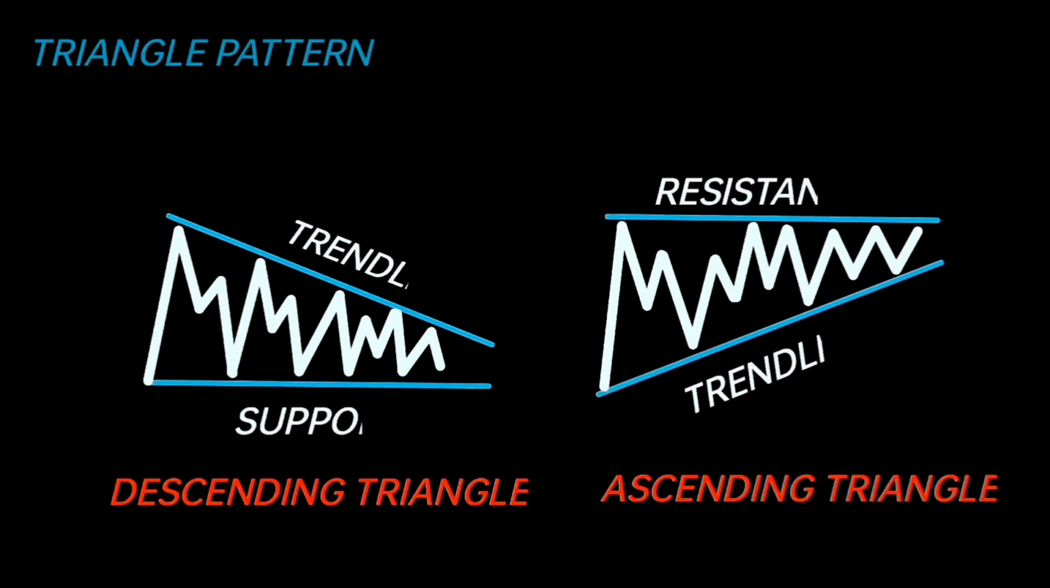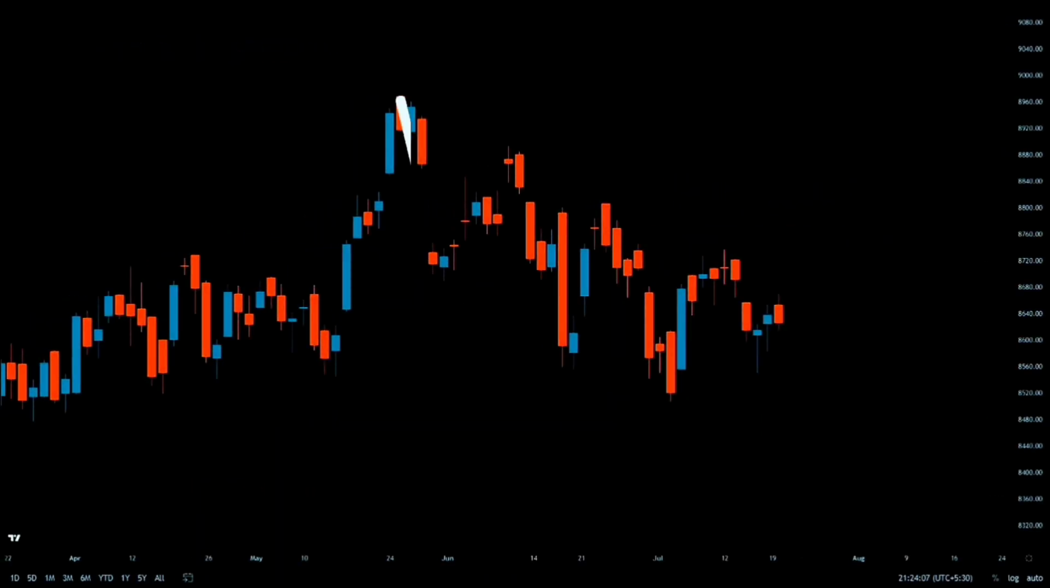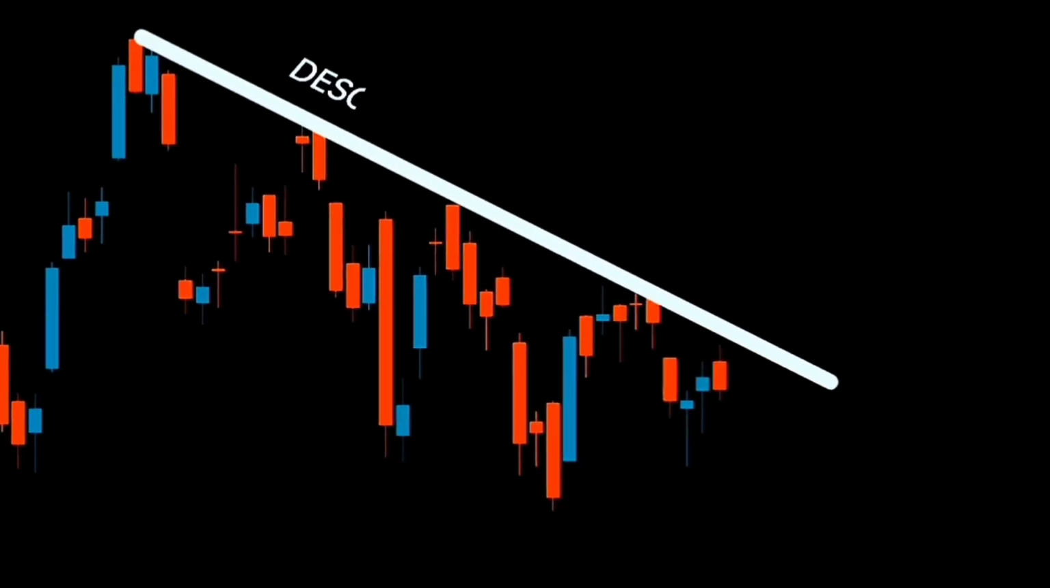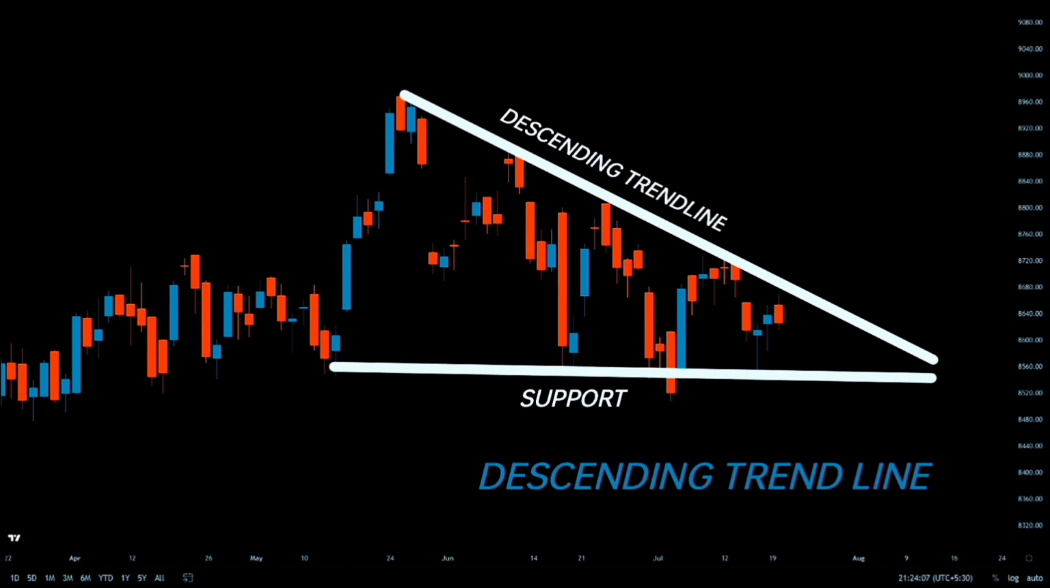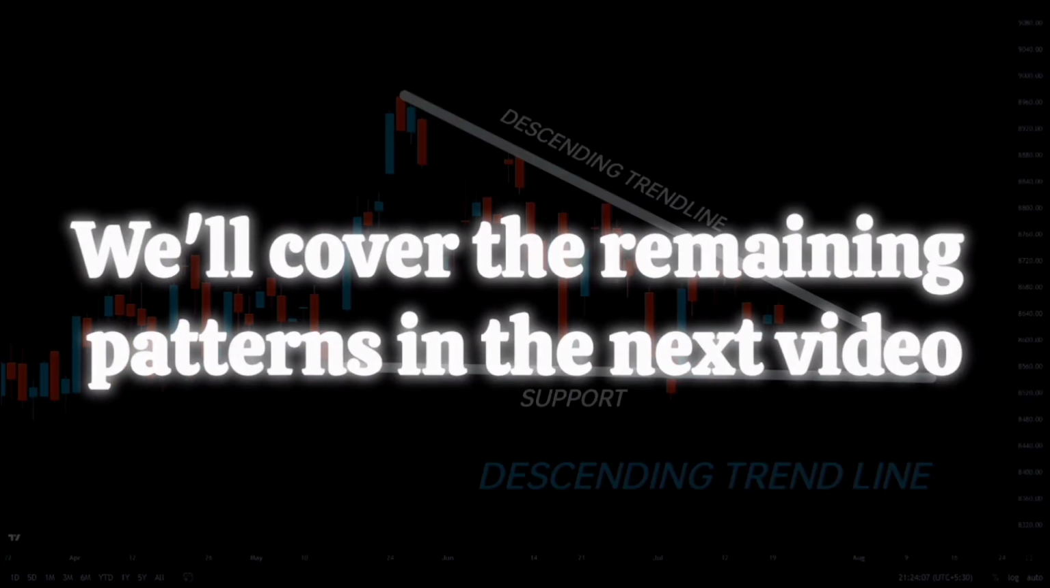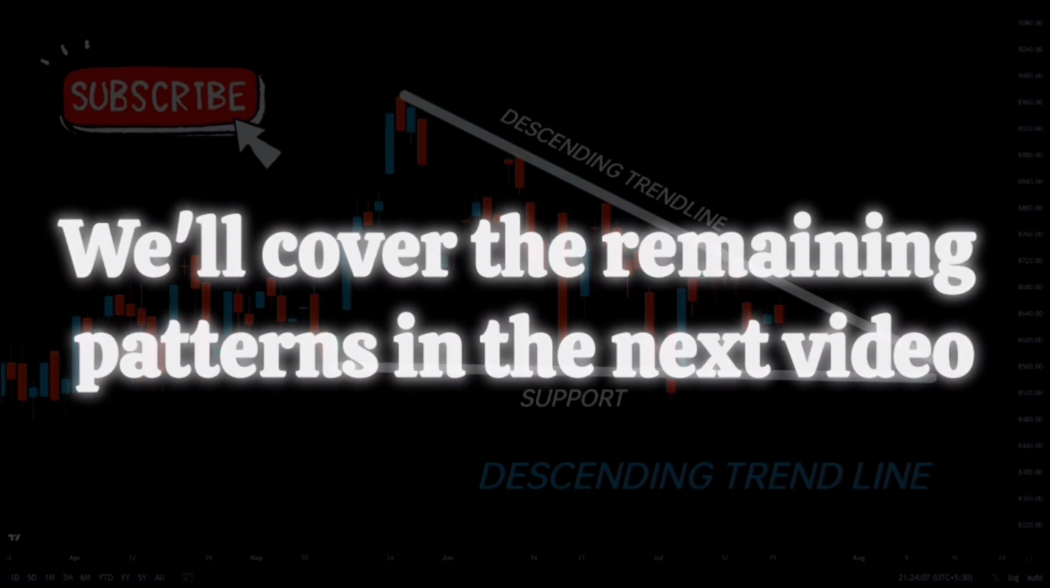Triangle pattern. When we identify a level of support and resistance with a trend line, we call this a triangle pattern. For example, in this chart, the stock is in a downtrend. We've drawn a trend line above the candles. Next, we draw a level of support below the candles, like this. Now, if you observe carefully, we have a triangle pattern. You can find other patterns as well. We'll cover the remaining patterns in the next video.